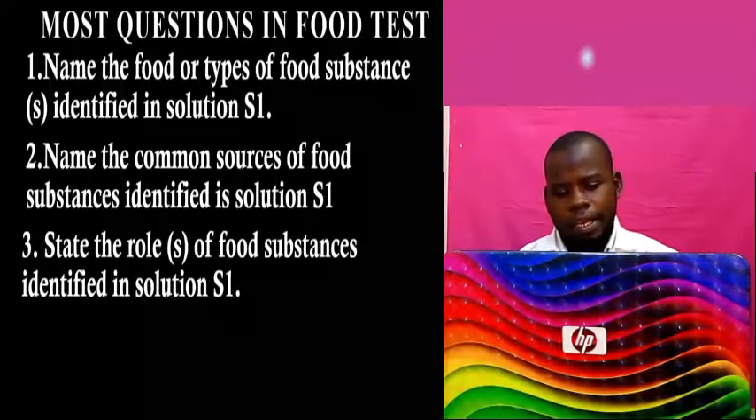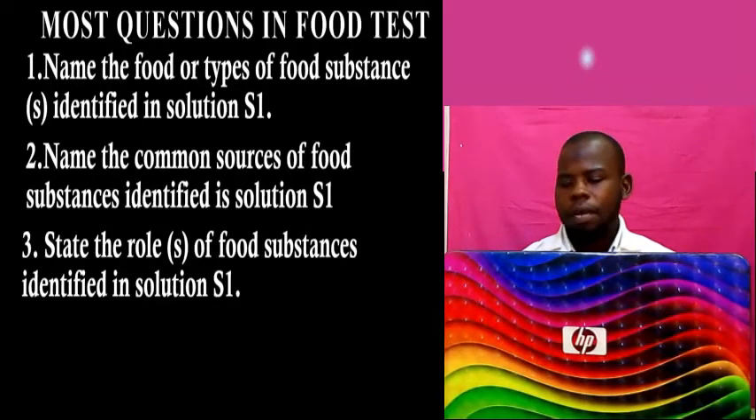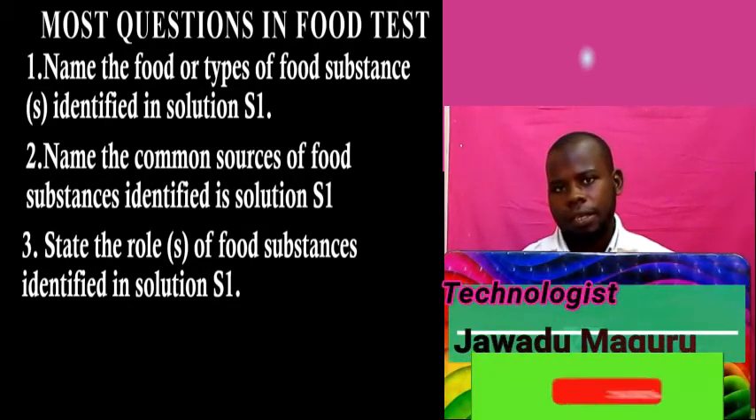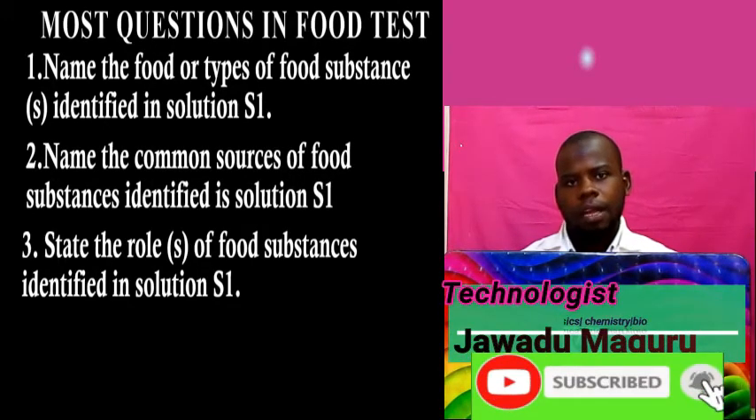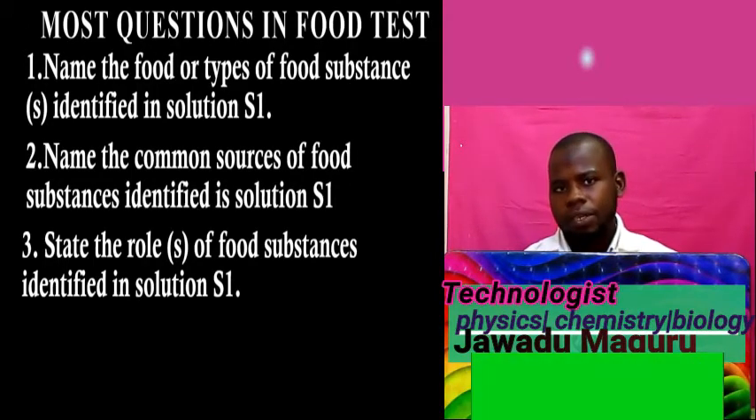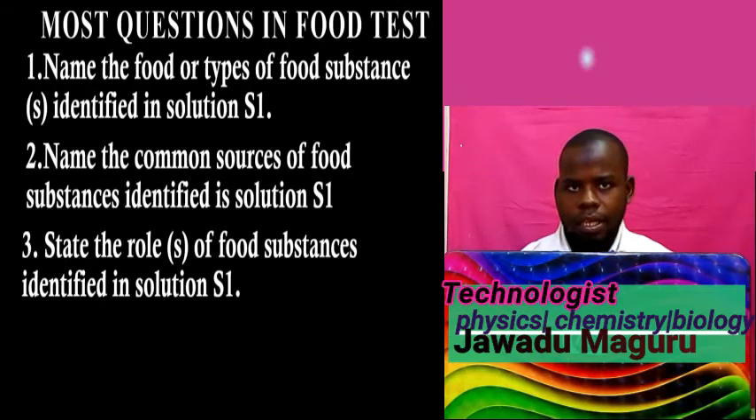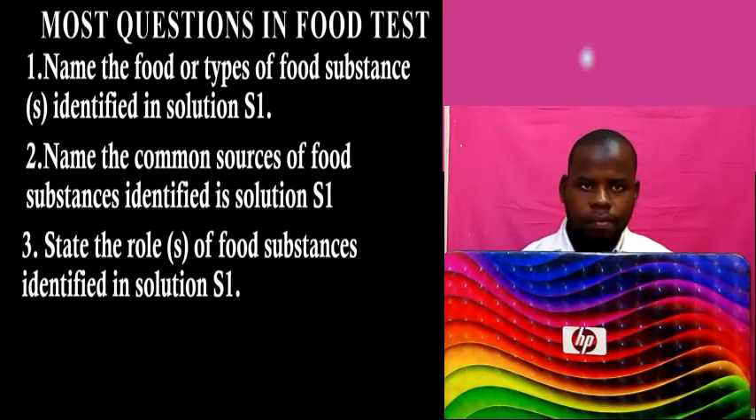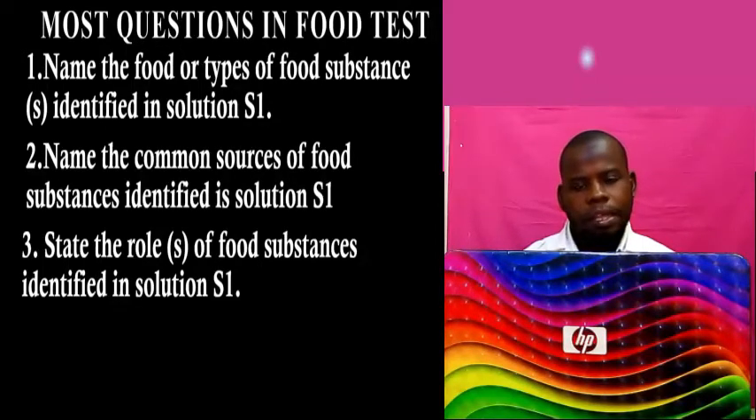Number 3, state the role of the food substance identified in solution S1. Number 3 is state the role. That is the function of the food identified. You have identified starch. What is the function of starch in the human body? What is the function of protein in the human body? That is the meaning of that question. You have to state the role, the function, the importance of that food identified.